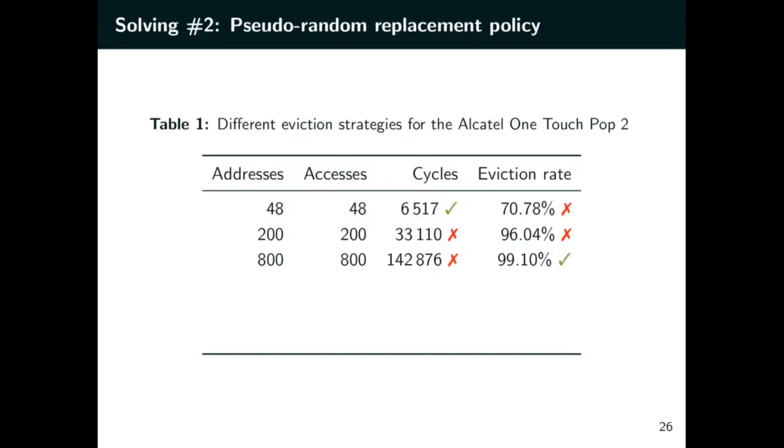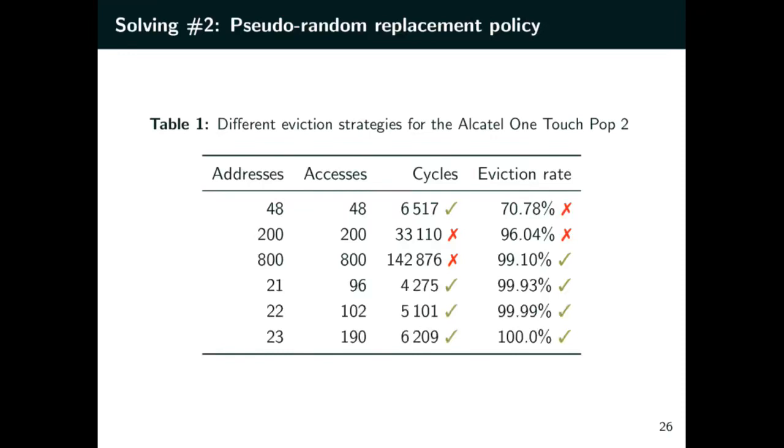So we're going to access these addresses multiple times. Now with only 21 addresses that we access 96 times, we have an eviction rate of 99.93%, and it only takes 4,000 cycles. We can do even a little bit better with 22 addresses and a few more accesses: an eviction rate of 99.99%, taking 5,000 cycles. With 23 addresses, the eviction rate is perfect. We measure 100%, and it took 6,000 cycles. This is really good, and even the timing is better than the first one, where we had a very bad eviction rate.